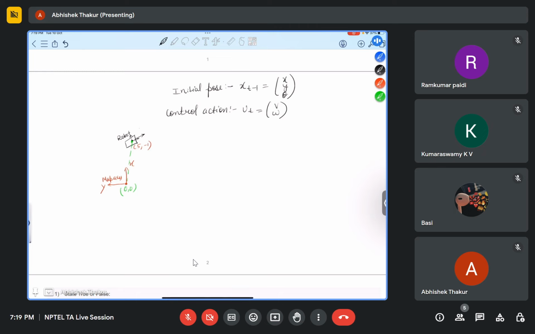Now if the robot is at the position x, y, theta, it will apply some control action, that is the velocity and the rotation. The velocity is given as v and rotation is given as w. So w is the rotational velocity and v is the translational velocity. What happens when a robot applies the control action u_t at x_{t-1}?